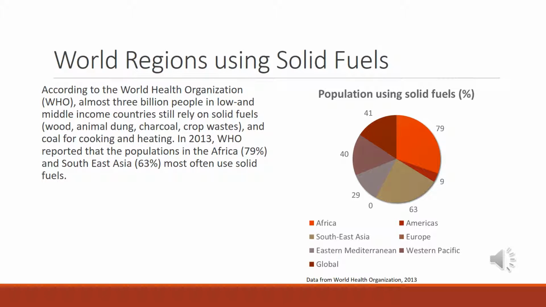According to the World Health Organization, almost 3 billion people in low and middle income countries still rely on solid fuels for cooking and heating, and these solid fuels are namely wood, animal dung, charcoal, crop wastes, and coal. In 2013, the World Health Organization reported that the populations in Africa and Southeast Asia most often use solid fuels, Africa being 79% and Southeast Asia being 63%.